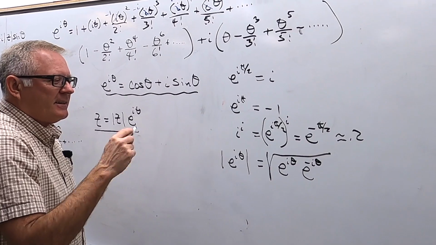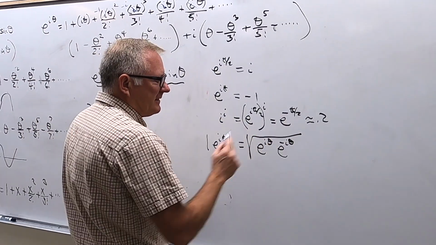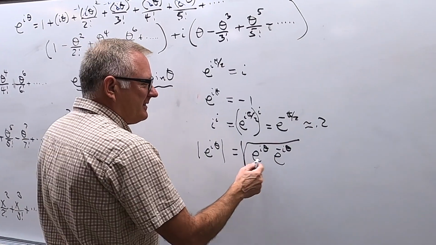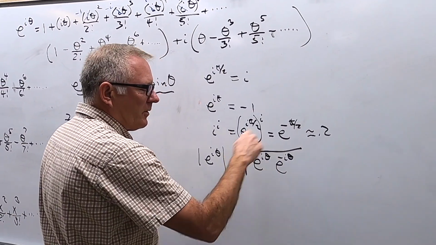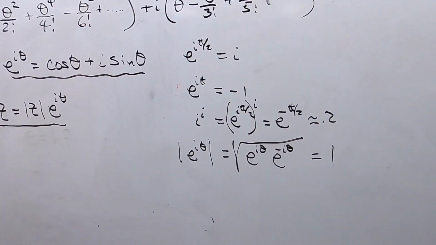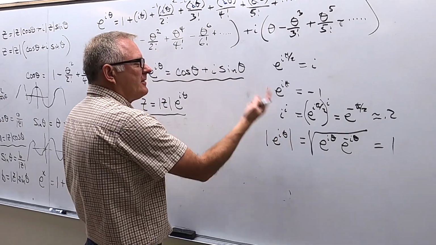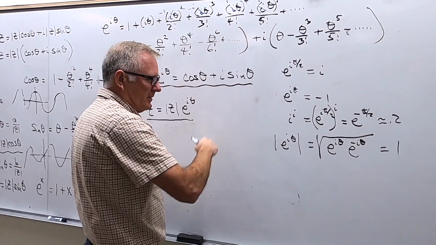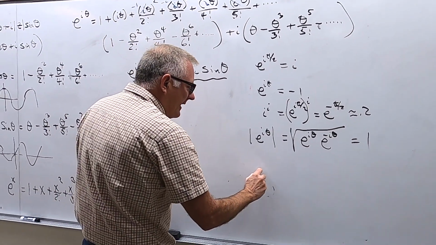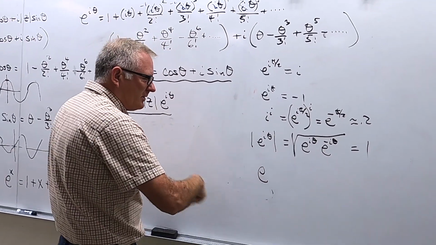E to the I theta times e to the minus I theta, you just add their exponents. I theta minus I theta is 0. This is e to the 0, which is 1. The square root of 1 is 1. So this thing just has a magnitude of 1. It just tells you your phase as you're going around. What if you have something like e to the, instead of theta, what if it was changing with time?